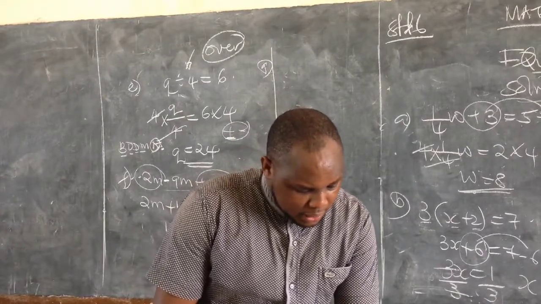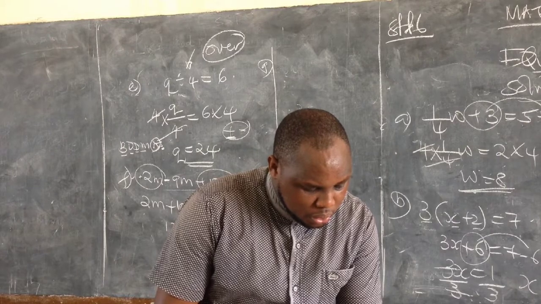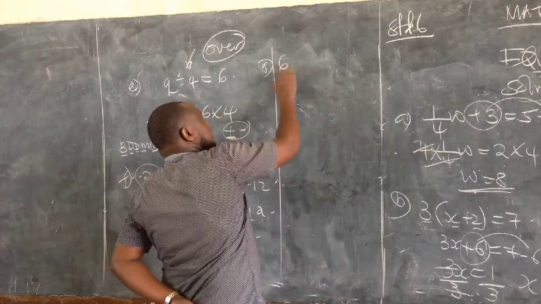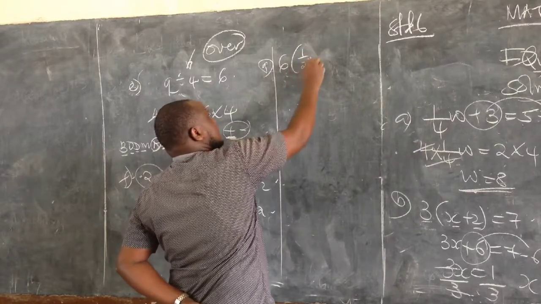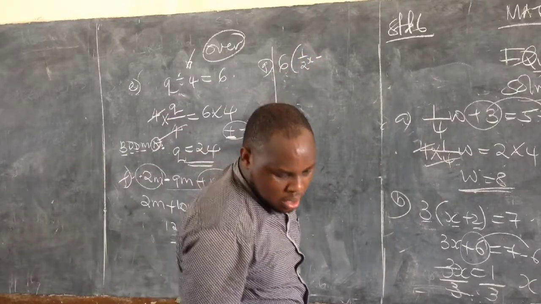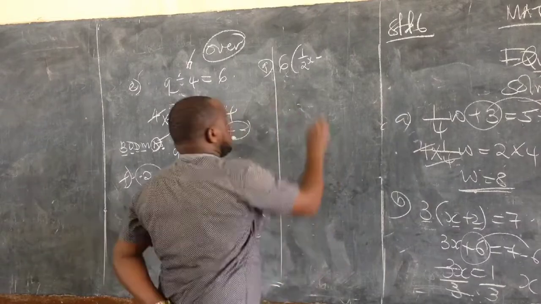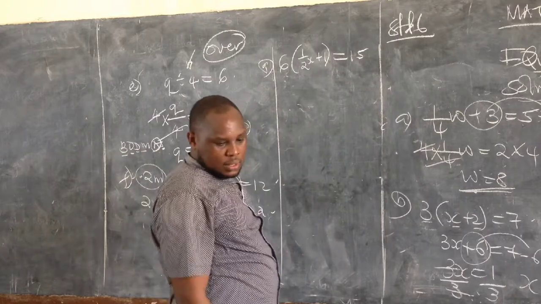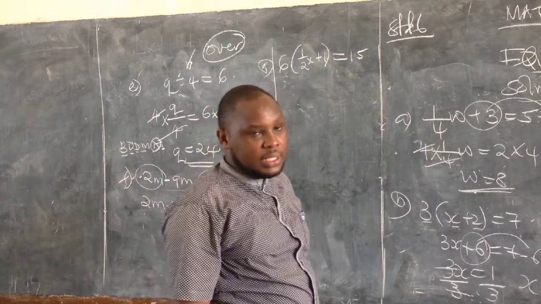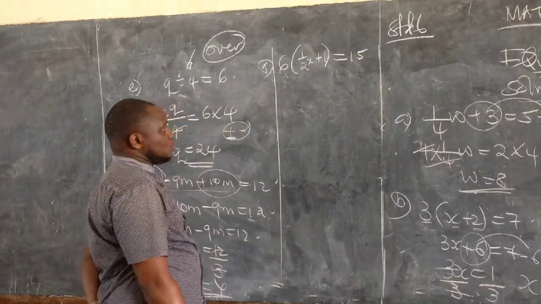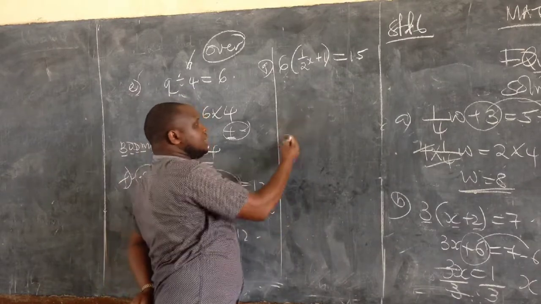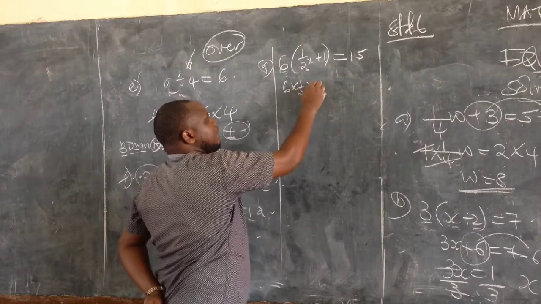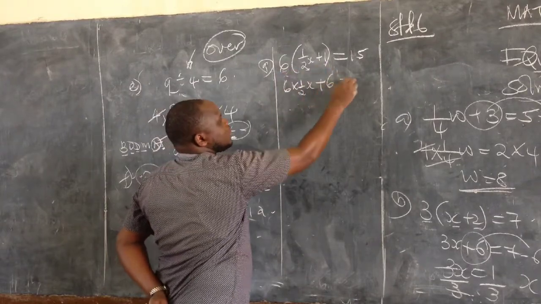Maybe you pick some other questions before I give you an exercise, where you have a question like 6 multiplied by half x, then plus 1, is equal to 15. Now this is very important. 6 (half x plus 1) is equal to 15. What does that mean? This means 6 times this, so 6 times half x plus 6 times 1, plus 6 is equal to 15.